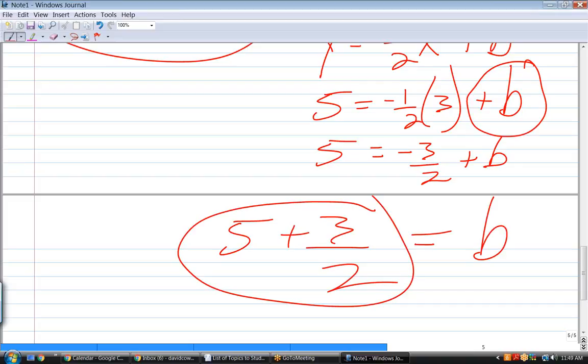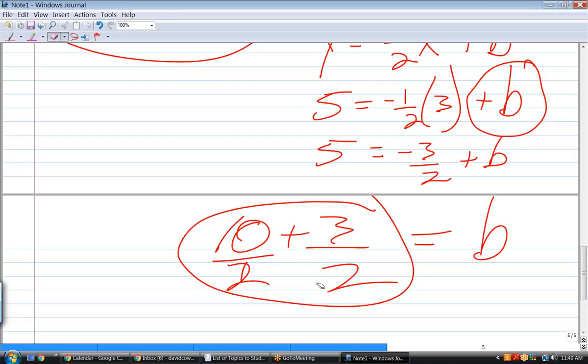10 over 2, which would be... How many halves is 5? 10. Remember how I do it. It's 5 over 1. So I divide 1 into 2, I get 2. I multiply 2 times 5, I get 10. So I'm multiplying top and bottom by 2 to get 10 halves. And then I make sure, is 10 halves the same as 5? Yes, it is. So I've done it properly.